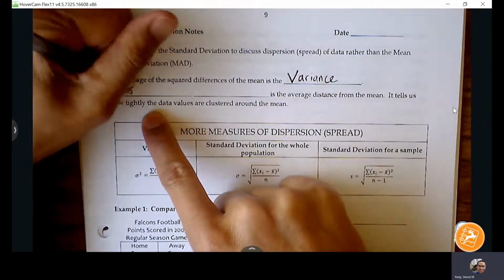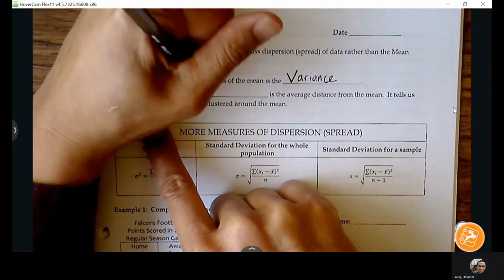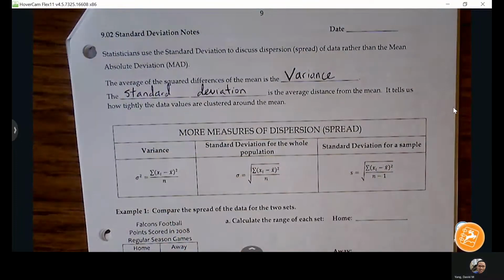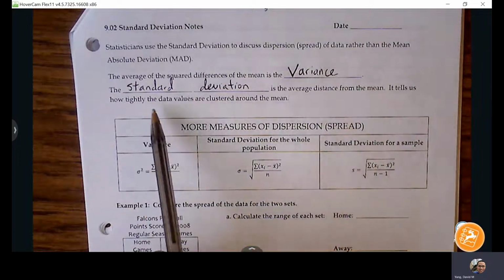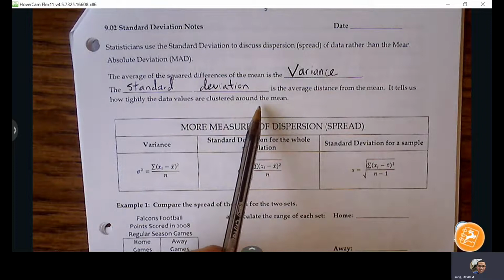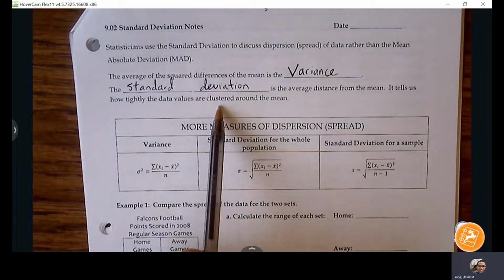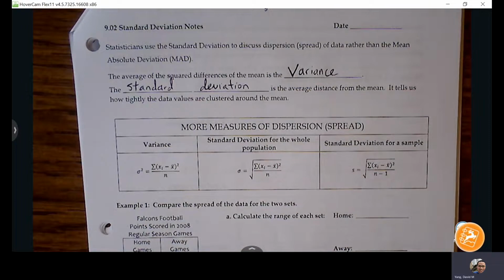Okay, so the standard deviation is the average distance from the mean. It tells us how tightly the data values are clustered around the mean. If it's a small standard deviation, that means all the data are really close together. If the standard deviation is large, that means the data is spread out much more around the mean.